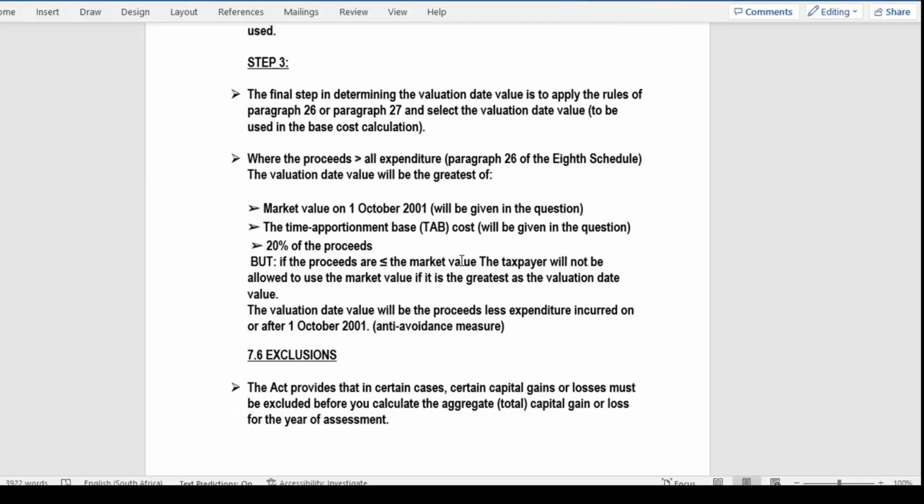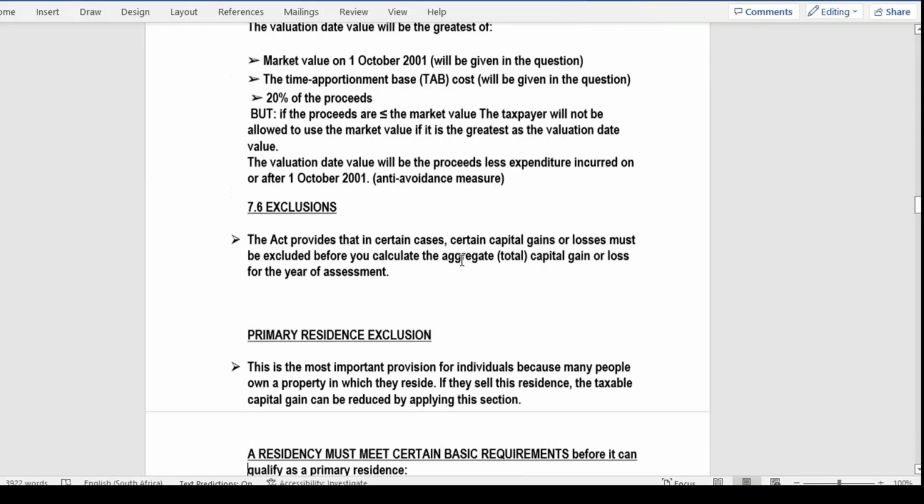The market value on the 1st of October will be given in the question, and the TAP will be given in the question. The 20% of the proceeds is where you have to calculate. So there's no guessing when it comes to the CGT question. However, if the proceeds are less than or equal to the market value, the taxpayer will not be allowed to use the market value as the greatest in the valuation date value. The valuation date value will be the proceeds less the expenditure incurred on or after the 1st of October 2001. That's the anti-avoidance measure.